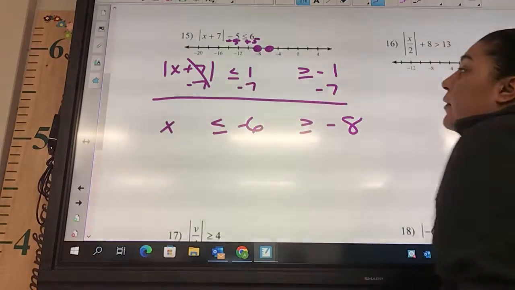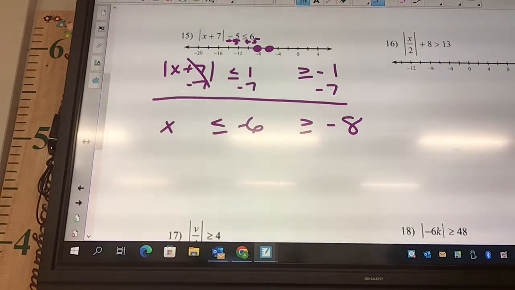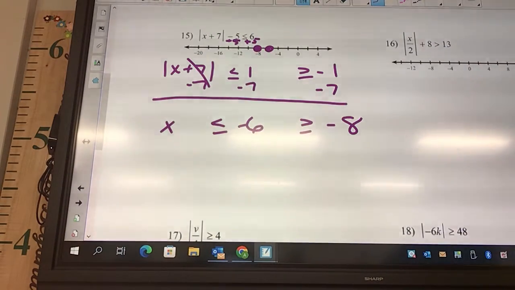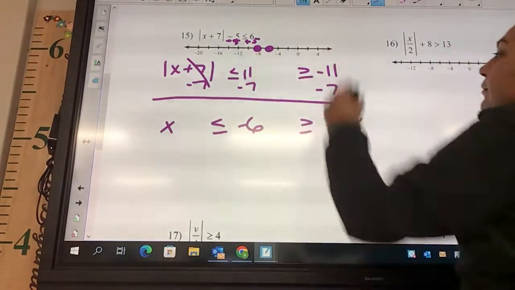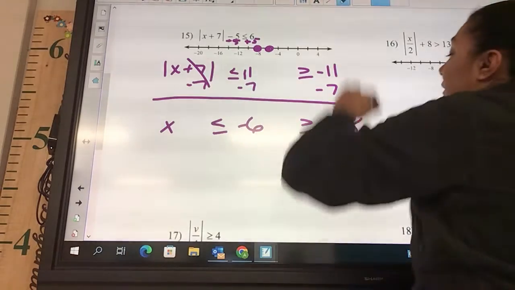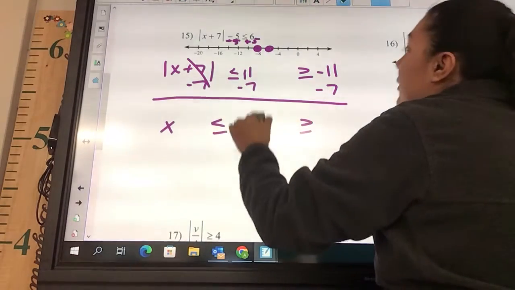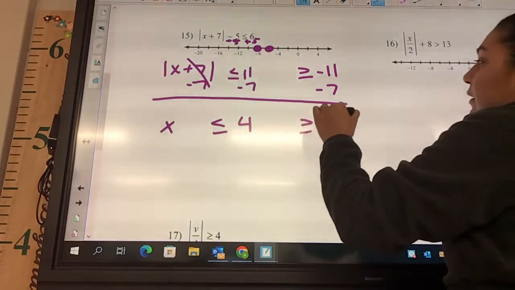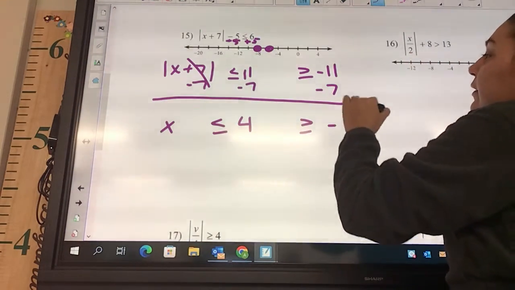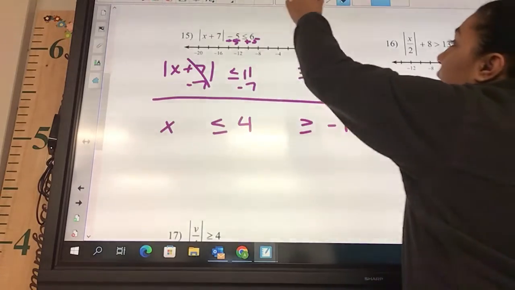Where's the 11th? Isn't there supposed to be an 11? What are you talking about? It's a positive 6 and a positive 5. Oh, shoot. Listen, teachers make mistakes too. So that's going to be 4 and negative 18. Sorry.